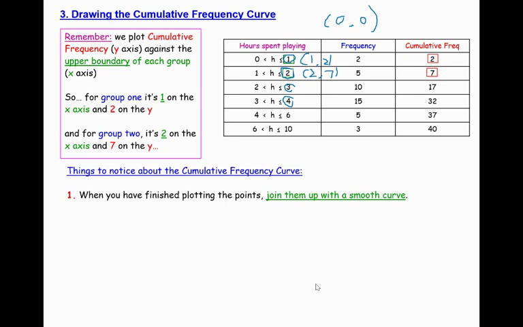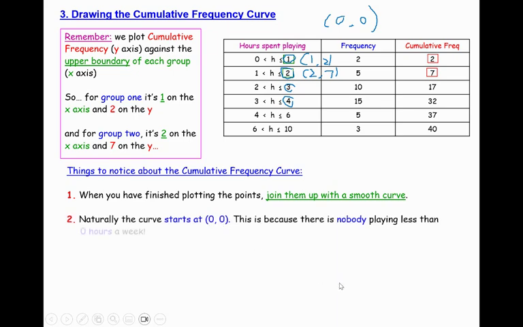So your curve may look significantly different from your friend's one, but the values where you calculate things like the median and the interquartile range, which I'll come to later, should not be too different. Obviously, no two curves will be the same, but the values should not vary too much, okay? But I'll come to that shortly. Now, like I said, it needs to start at the origin at 0, 0, because nobody is playing less than 0 hours a week. That's pretty obvious. Again, label your axis correctly, like what I said earlier as well.